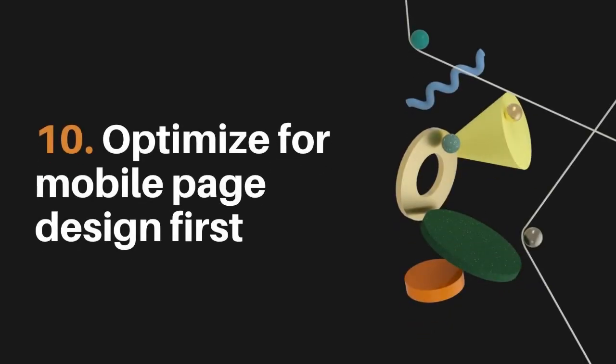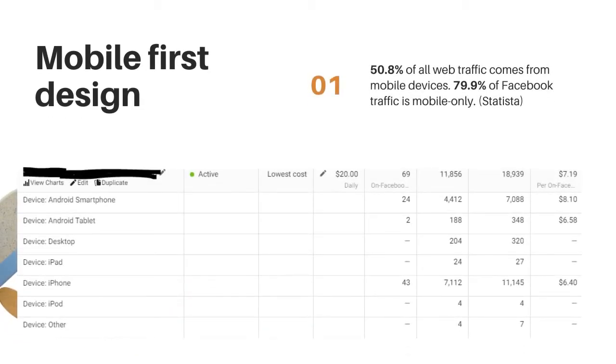Number 10 is to optimize for mobile page design first. So data from Statista suggests that a little over half of all web traffic comes from mobile devices, and as much as 80% of all traffic to Facebook is mobile only. So this is pretty strong evidence that we should be placing a higher emphasis on designing for mobile devices as opposed to desktop devices.